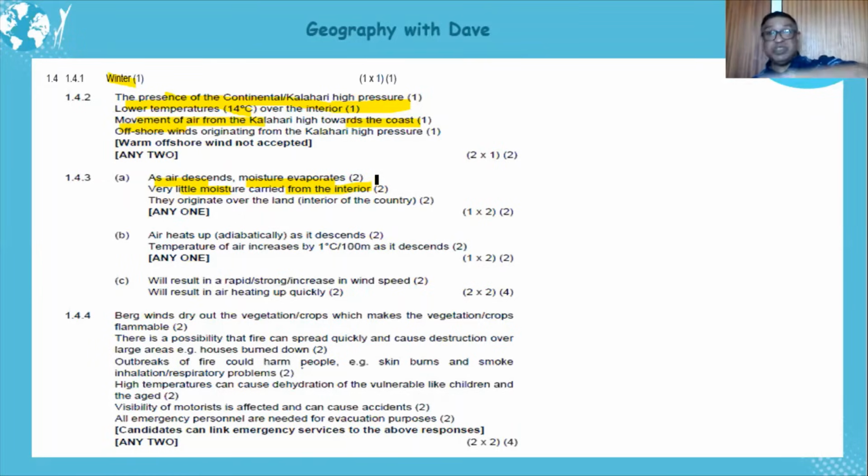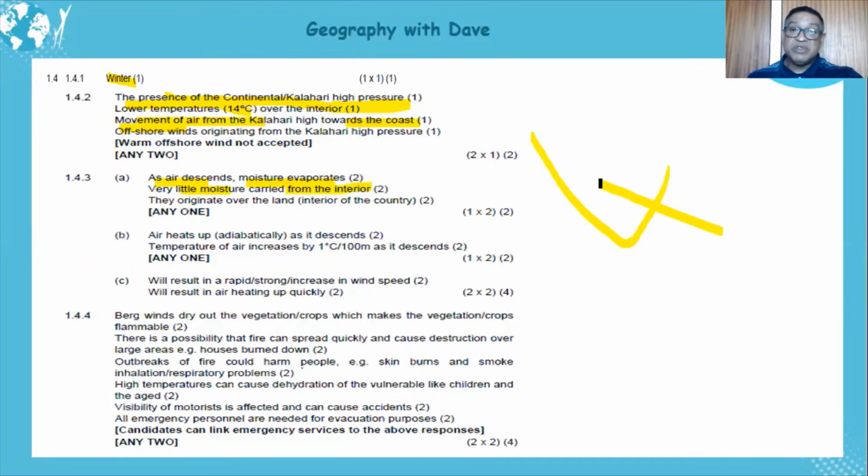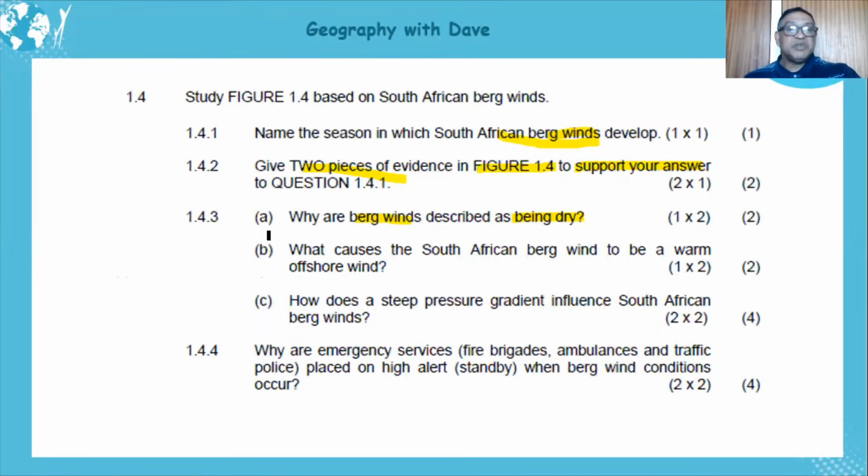Therefore, there is less moisture. If it was coming from sea to land, then obviously you're going to get more moisture, but this way it's coming from land to sea. It's an offshore wind. Can you see how we worked it out? It originates over land. Now let's look at the next question.